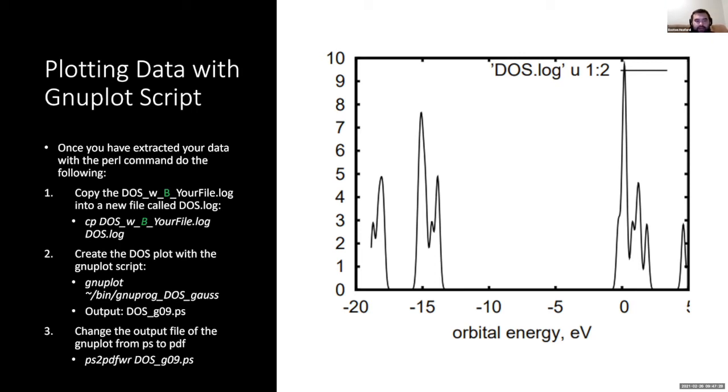And then all you're going to need to do is to create the DOS plot by running the command GNU plot followed by that string there, and then you'll have an output that is this dos underscore go9.ps. Now the ps file is an older format.